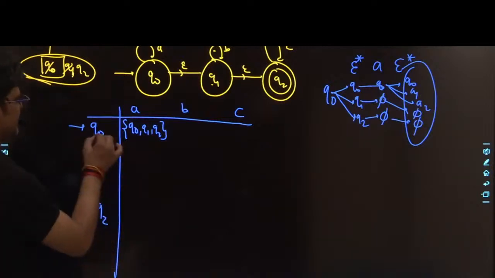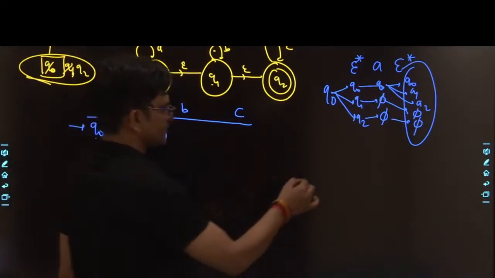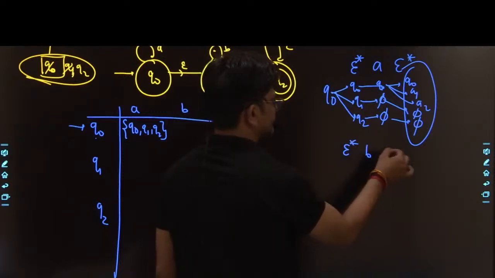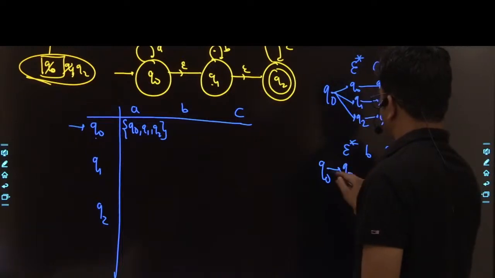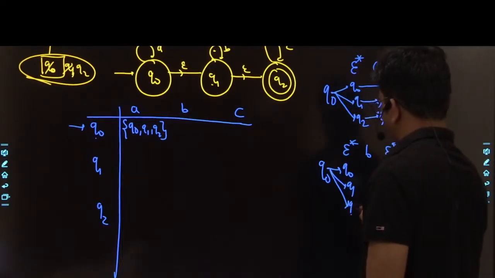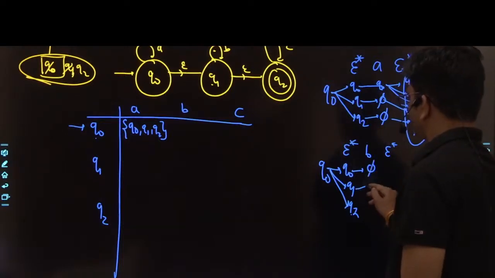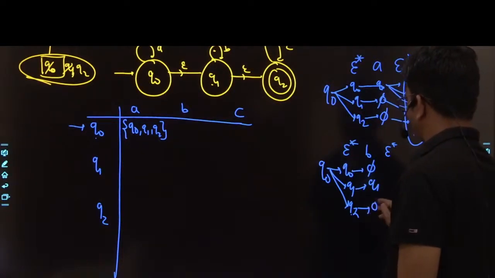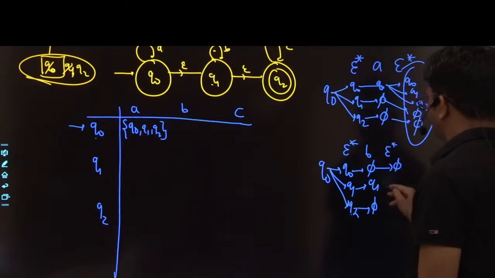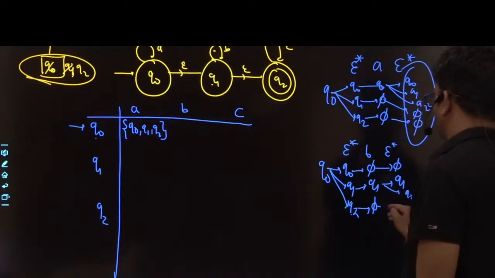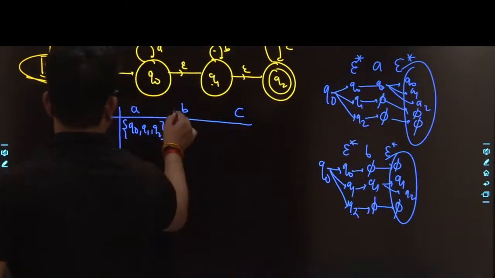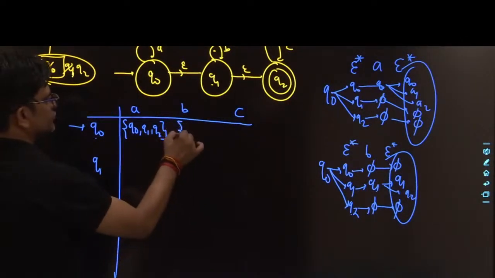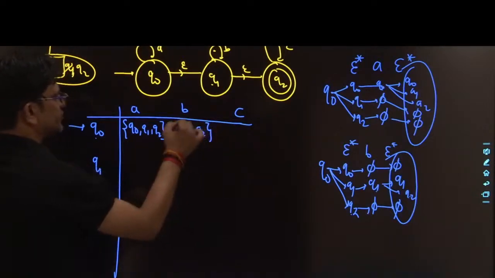Now similarly we find Q0 on B. So what is the epsilon closure of Q0? Q0, Q1, Q2. Q0 on B, phi. Q1 on B, Q1. Q2 on B, phi. Epsilon closure of phi. Epsilon closure of Q1, Q2. Epsilon closure of phi. Union all these things. So whenever we read a B on Q0, we go to Q1 and Q2.